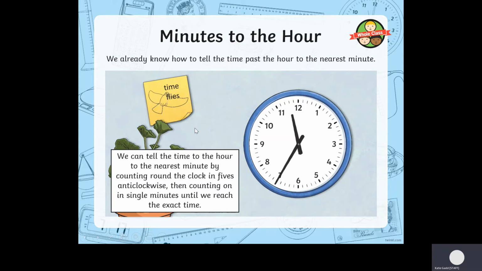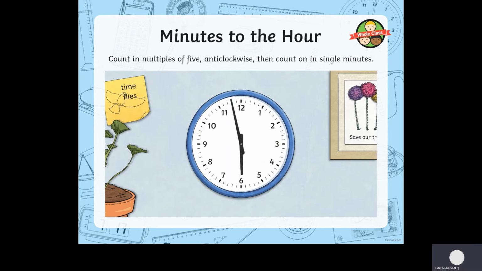So we can tell the time to the hour to the nearest minute by counting round the clock in 5s anti-clockwise and then counting on in single minutes until we reach the exact time. Let me show you. So here we have counted back 5 minutes and then we count on in single minutes, 6, 7. So it is 7 minutes until the next hour.